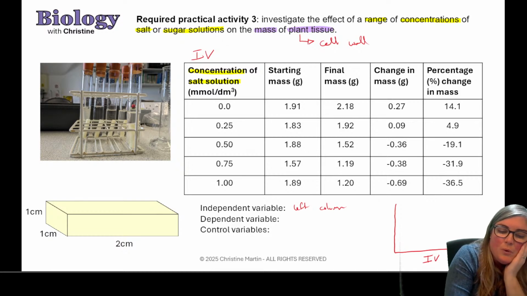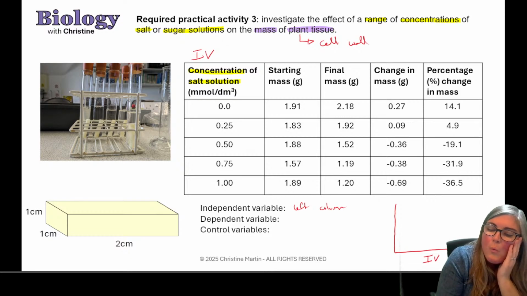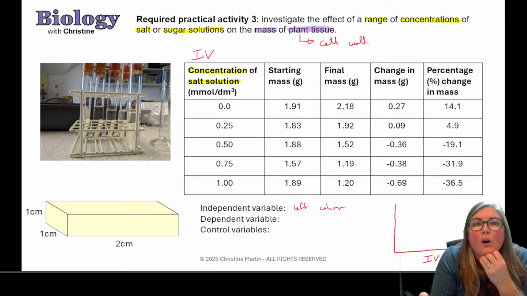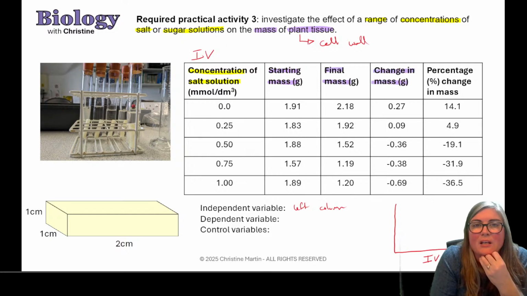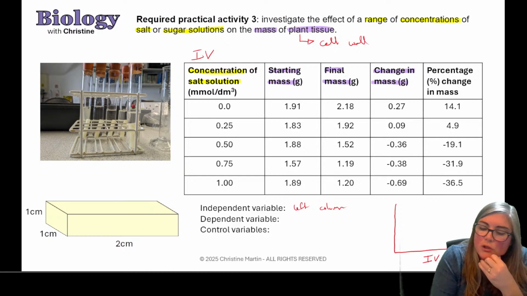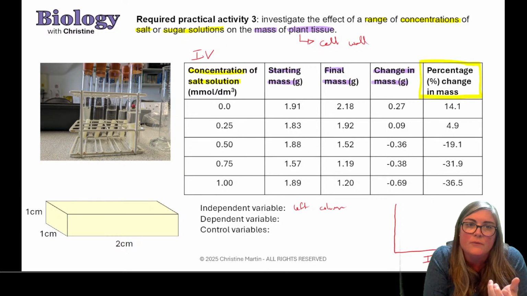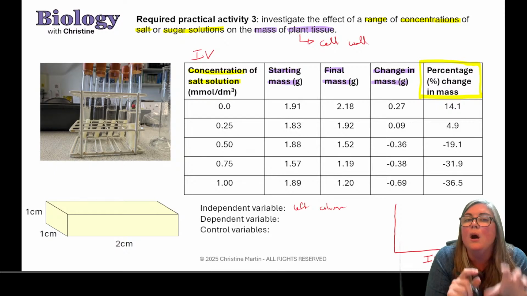So what is my dependent variable? Well, this is an interesting one because my dependent variable was the mass of the plant tissue. So I've got my starting mass here, I've got my final mass, I've got my change in mass in grams, and yet they've calculated the percentage change. So why have we calculated the percentage change? Well, this links to our control variables.